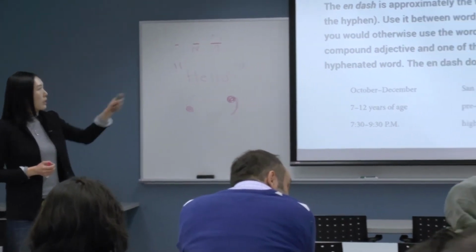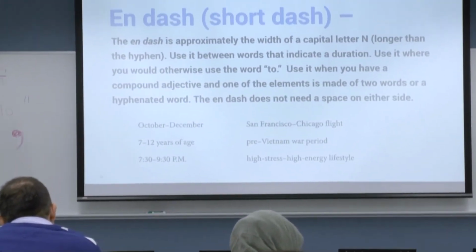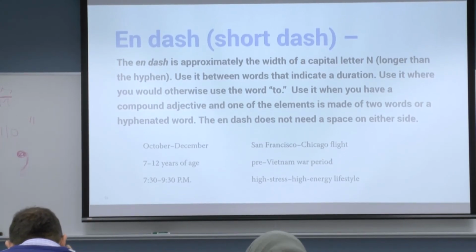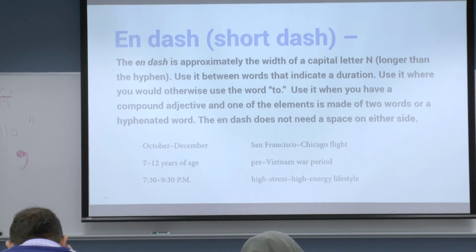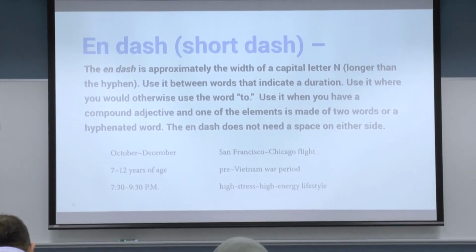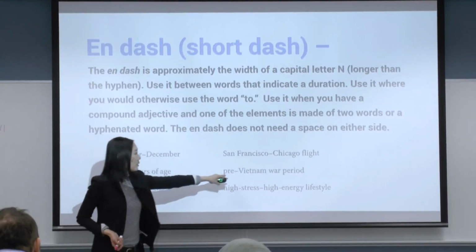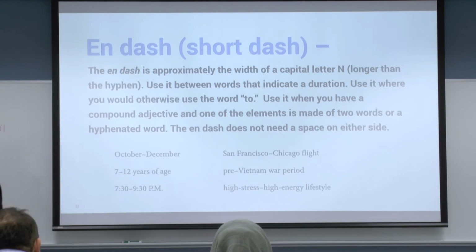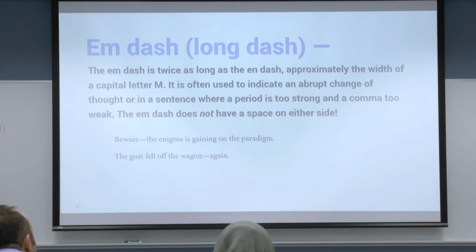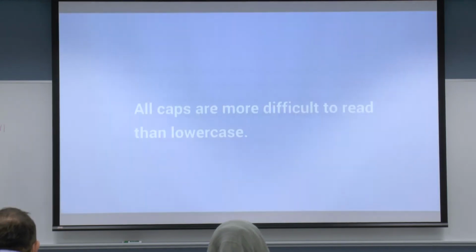Basically, the N dash is used to indicate a duration. You will read the N dash almost as if you're saying to. So San Francisco to Chicago, or in this case, pre-Vietnam War, that would be an N dash rather than a hyphen. Either one, you do not need a space on either side of the dash. Generally in professionally printed pieces or websites, you don't see spacing between.